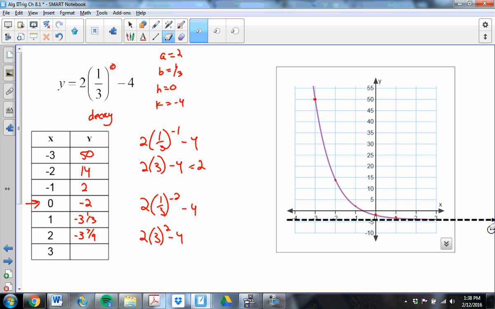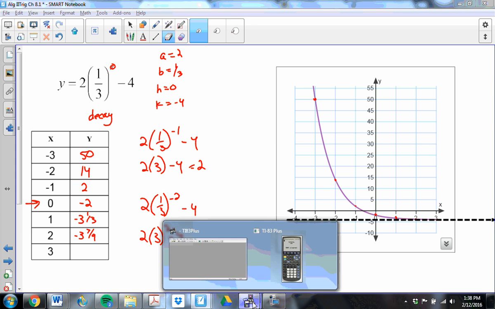It's a decay function because the b value is less than 1, and everything was dilated by a factor of 2. You can also do this in your calculator pretty quickly.